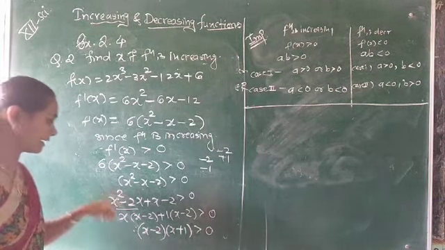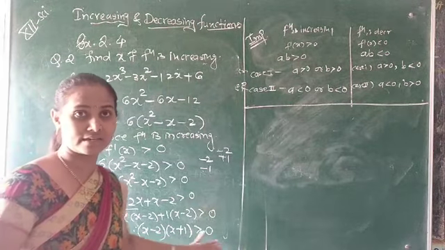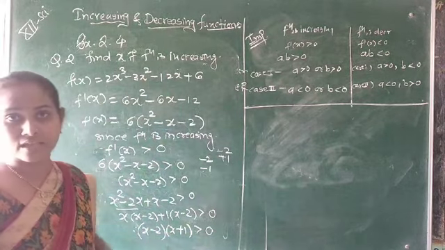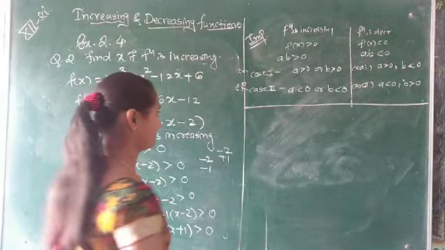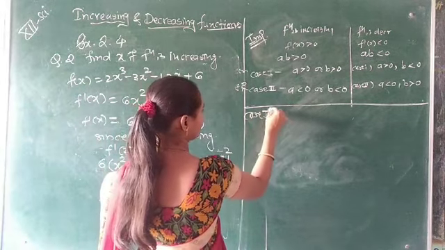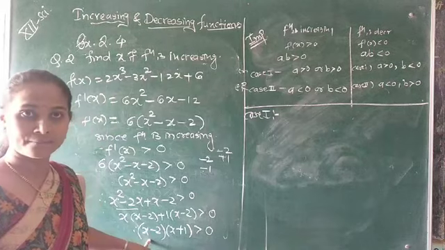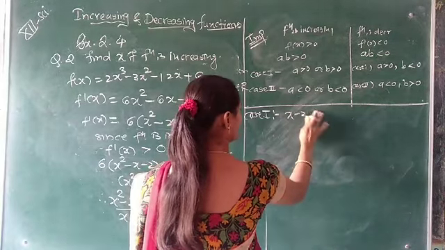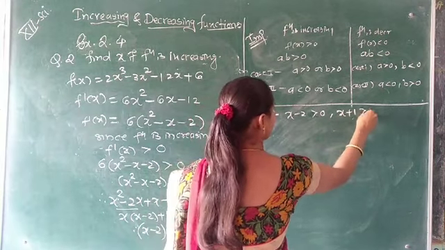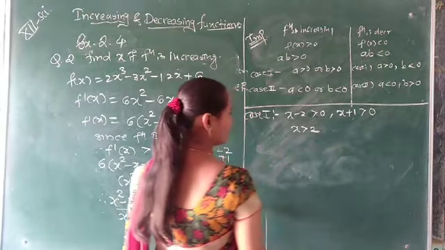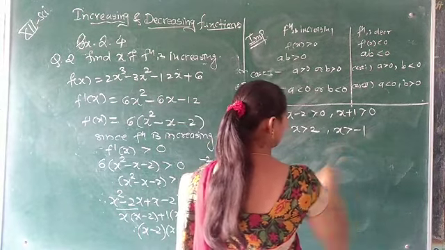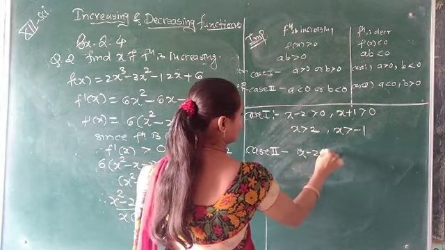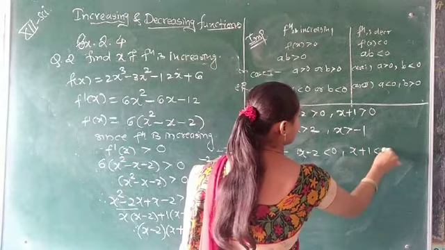Now see here we get the two factors, that is x minus 2 and x plus 1, greater than 0. So again here two factors, that is ab greater than 0, and the given function is increasing. So we assume these two cases. Case first, both are greater than 0, and case second, both are less than 0. x minus 2 greater than 0 and x plus 1 greater than 0. That means x greater than 2 and x greater than minus 1. And case second, x minus 2 less than 0 and x plus 1 less than 0.